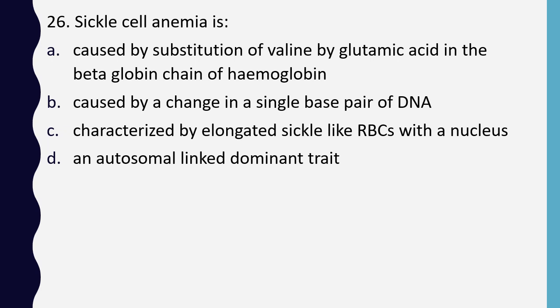Question number 26. Sickle cell anemia is caused by substitution of valine by glutamic acid in the beta globin chain of hemoglobin, caused by change in single base pair of DNA, characterized by elongated sickle-like RBC with a nucleus, and autosomal linked dominant trait. Sickle cell anemia is. The correct answer is option B, caused by a change in single base pair of DNA.